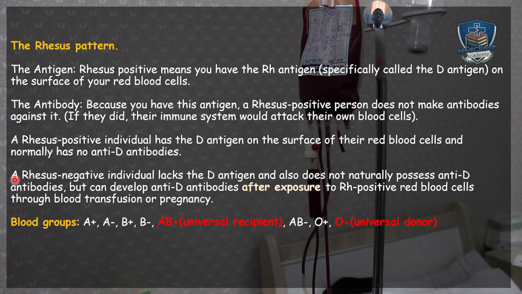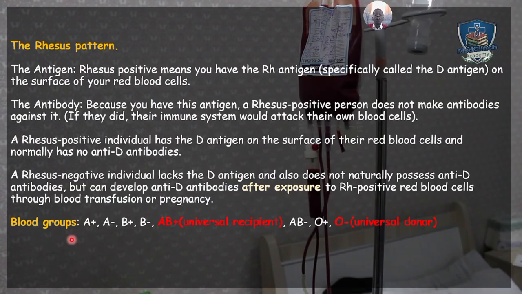You can see in this last point here, a rhesus negative individual lacks the D antigen, number 1. And also does not naturally possess anti-D antibodies. So unlike the ABO group, these people don't naturally possess the anti-D. They only have it when exposed. They can develop anti-D antibodies after exposure to rhesus positive red blood cells, and this tends to happen maybe during transfusion or during pregnancy.